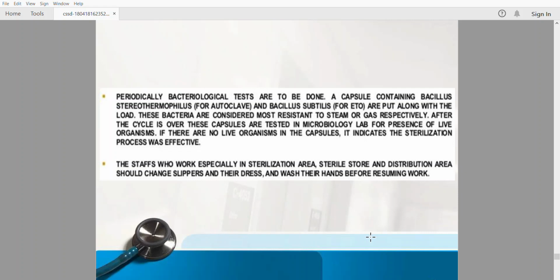A capsule containing Bacillus stearothermophilus and Bacillus subtilis is put along with the load, for the autoclave and for ethylene oxide respectively. These bacteria are considered most resistant to steam and gas respectively. After the cycle is over, these capsules are tested in the microbiology lab for the presence of live organisms. If there are no live organisms, it indicates the cycle was effective. Staff who work especially in the sterilization area, sterile store and distribution area should change slippers and dresses and wash their hands before resuming work.